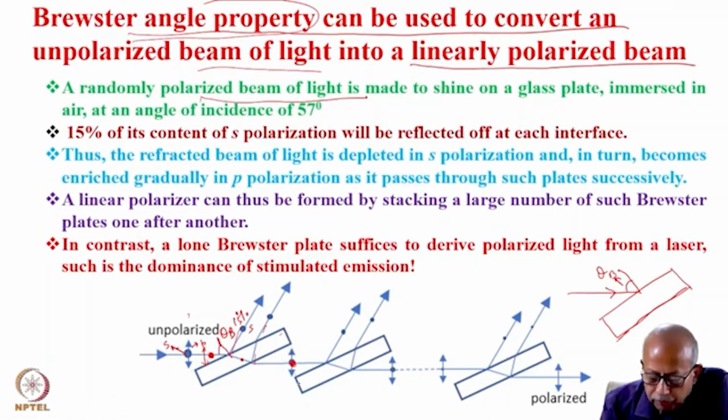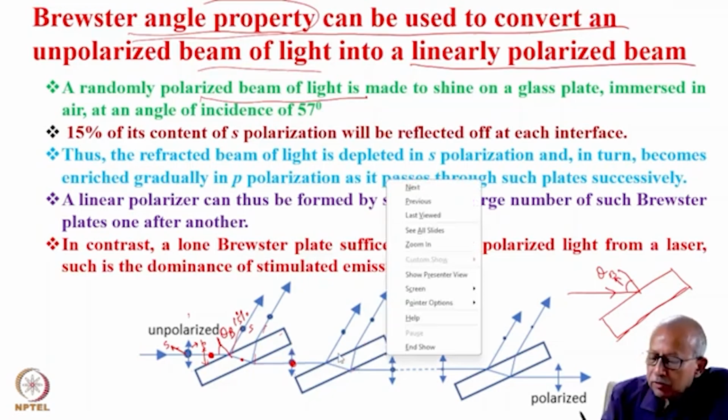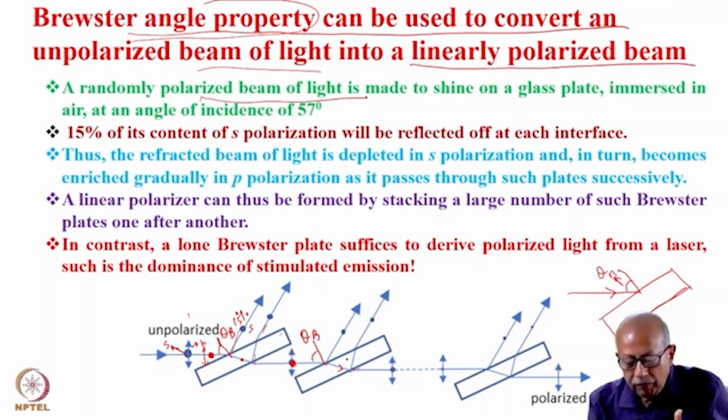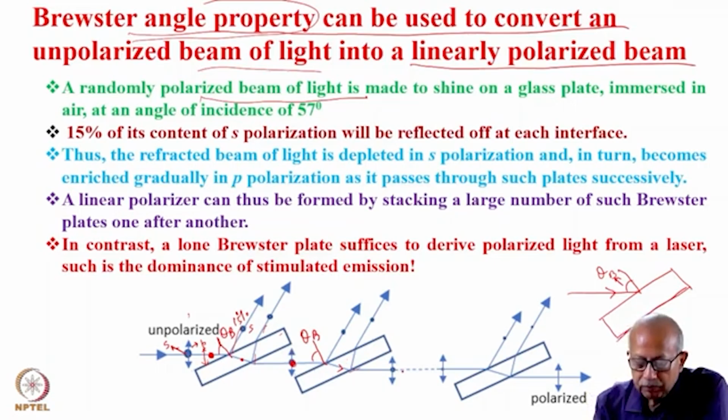Now we put another Brewster plate parallel to this. So this is again incident at the Brewster angle of incidence. So once again, 15% of the remaining S polarization will be reflected, and the rest of the S polarization will be refracted along with the entire P polarization. And then again, the same thing will repeat at the second interface.